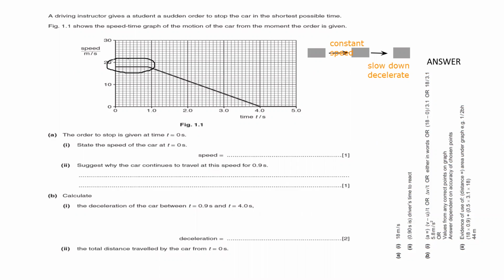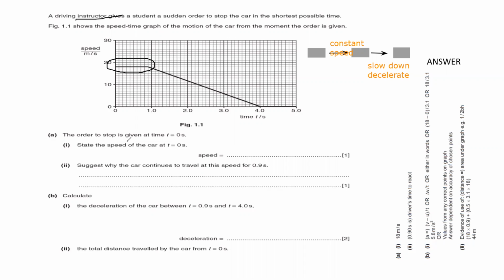So why, even though the instructor gives the instruction to the student to stop the car, does the student continue to move with a constant speed and then the car slows down and stops? The reason is that when the instructor gives the instruction to stop the car, the student will take time to react to the instruction or order. So that is called a reaction time. If someone gives you an order, you do not instantly perform that action. You will take some time to react to the order, and that interval is known as the reaction time.